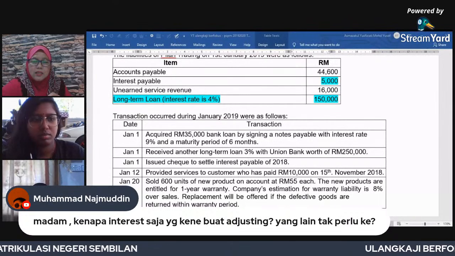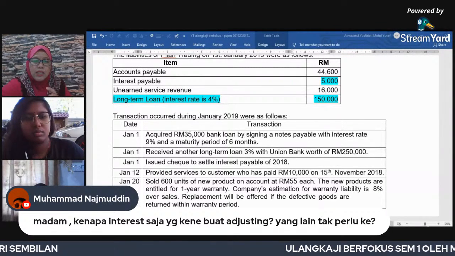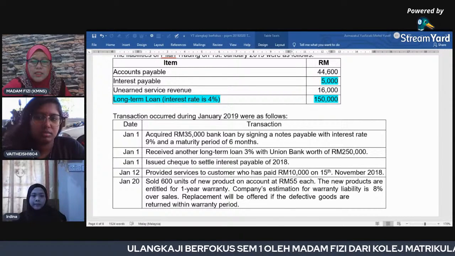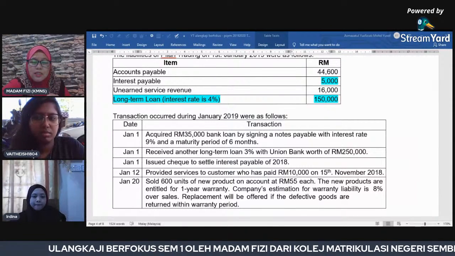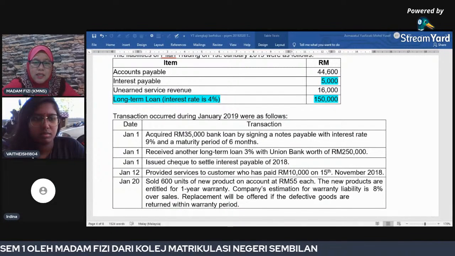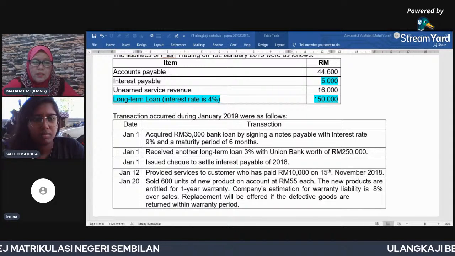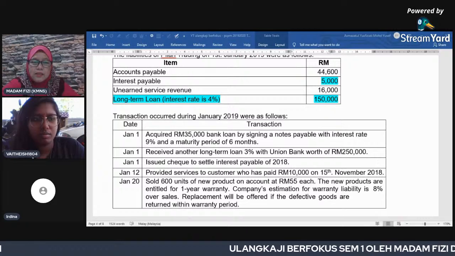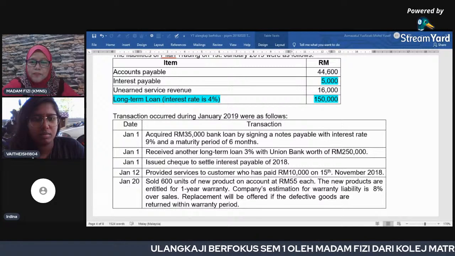Okey, boleh tak Najmuddin terangkan lagi apa rasanya lagi adjusting entries ya? Yang saya nampak itu je lah ya, interest expenses. Okey. Lagi ada soalan lagi?